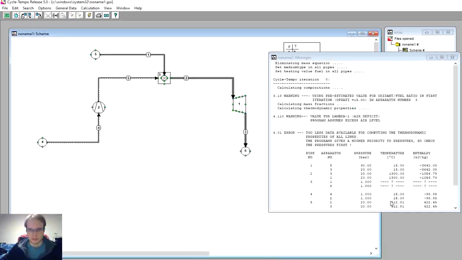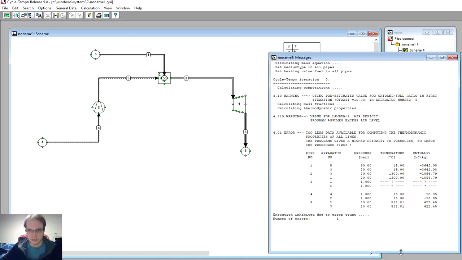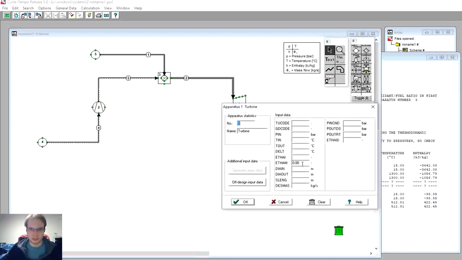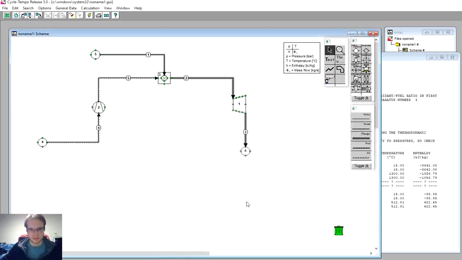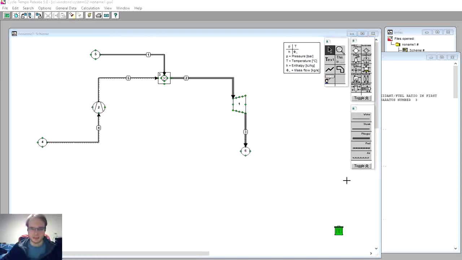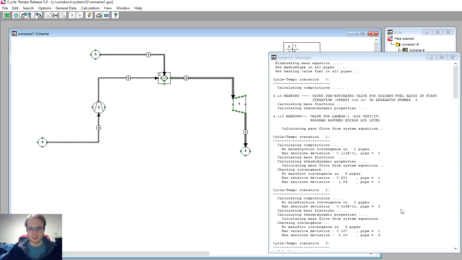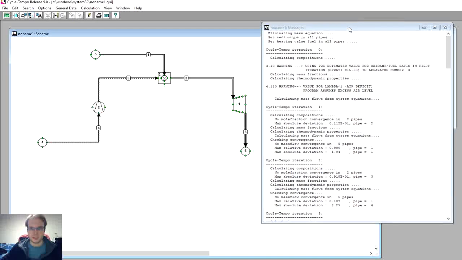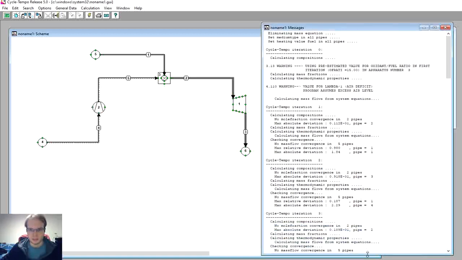Now we have still few more issues. We don't know the temperature after the turbine. Then we can have a look at the turbine and we see the mistake that actually we put in the eta mechanical instead of eta isentropic. So once we fix this, our problem can run with 2 warnings. Always you need to have a look at the warnings. What do they say? Whether you can ignore them or not.